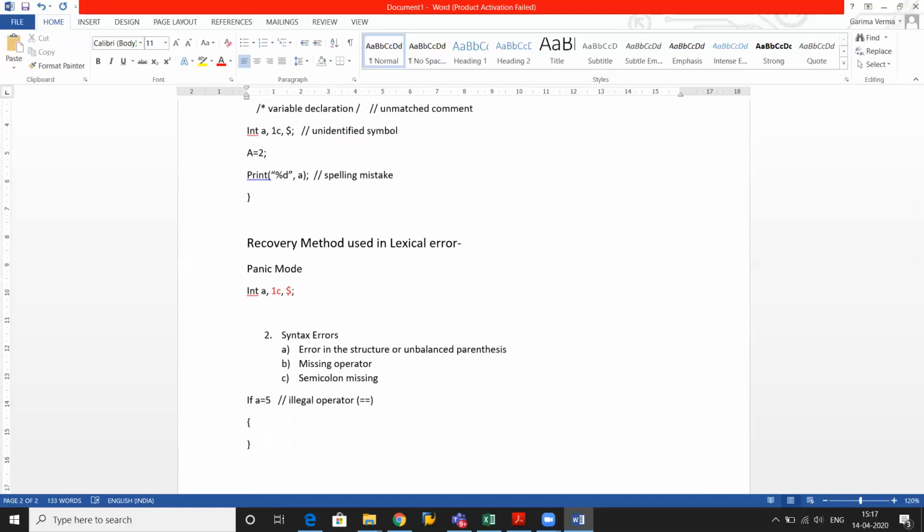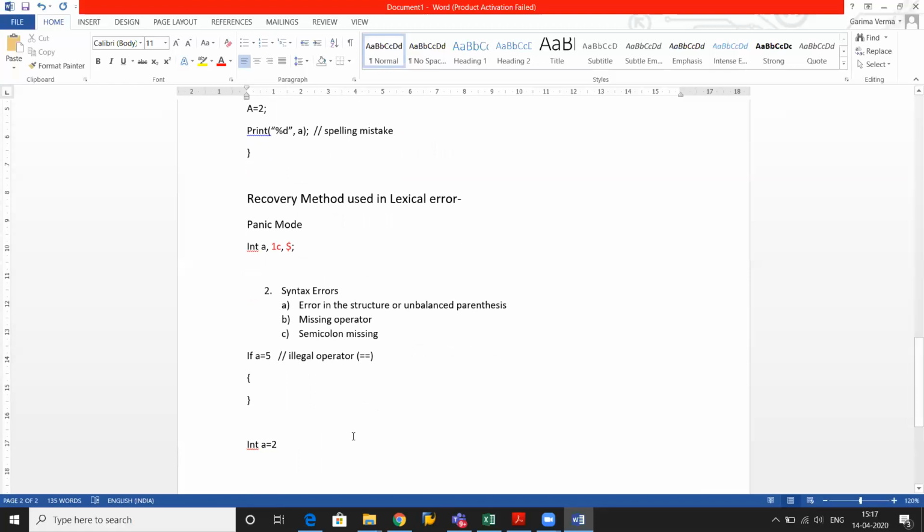Now see the next example. Suppose I have written integer a is equal to 2. What is the problem in this statement? Semicolon is missing. Every statement should be terminated by a semicolon. So semicolon missing, this is the problem in this statement. Now suppose I have written x is equal to 3 plus 2 and the bracket is started but it is not ended. Semicolon is there. So unmatched parenthesis.